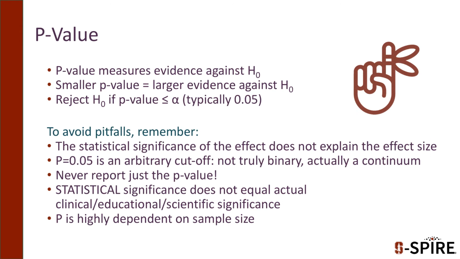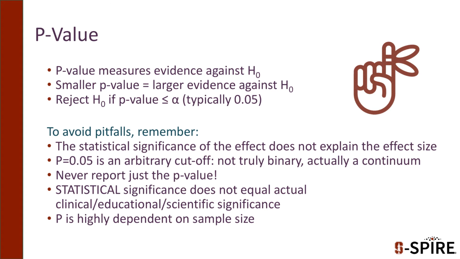So the p-value measures evidence against the null hypothesis. The smaller the p-value, the larger the evidence against the null. And we reject the null hypothesis if p is less than alpha, the probability of type 1 error. But there are numerous pitfalls with p-values, which is why many statisticians believe they are overrated. To avoid these potential pitfalls, keep in mind the statistical significance of the effect does not explain the effect size. p < .05 is an arbitrary cutoff, and this continuum is not truly binary.